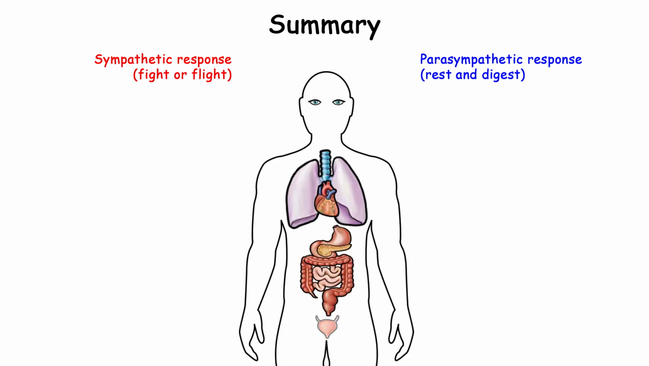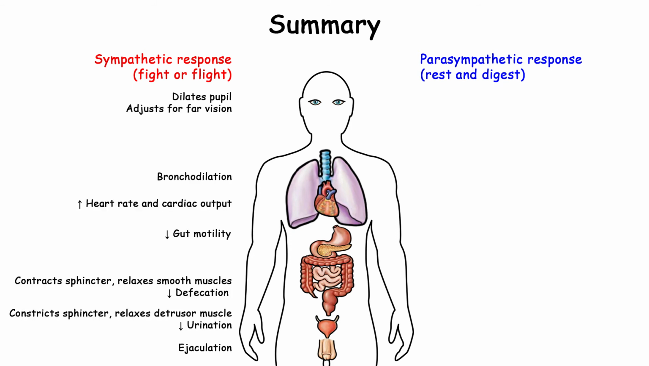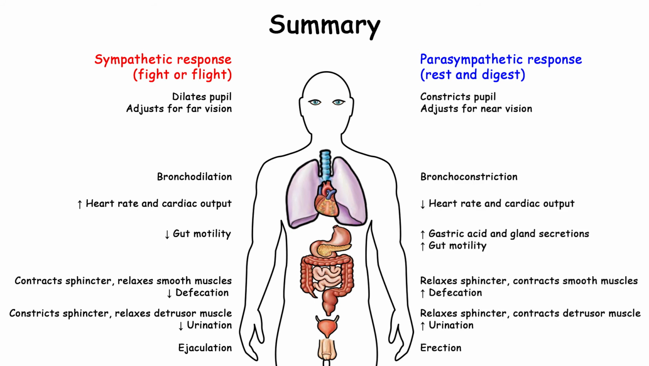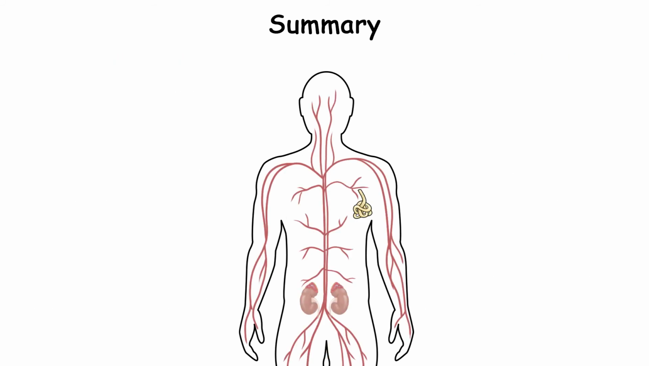In summary, the sympathetic and parasympathetic nervous systems exert opposite effects to maintain homeostasis. The sympathetic nervous system mediates fight or flight responses, while the parasympathetic nervous system allows for rest and digest. Most organs receive dual innervation from the ANS, with the exception of sweat glands, blood vessels, and the adrenal medulla, which receive tonic or up-down regulation from the sympathetic nervous system only.